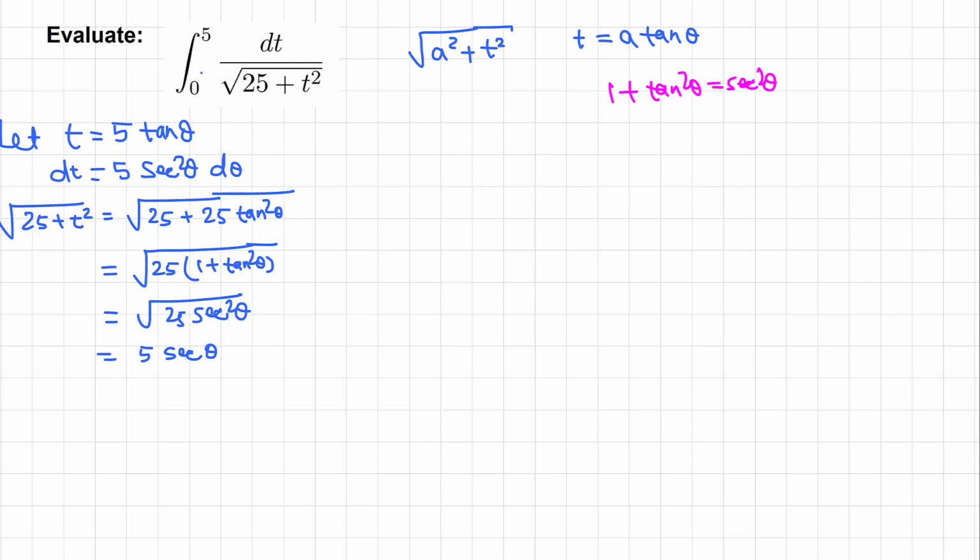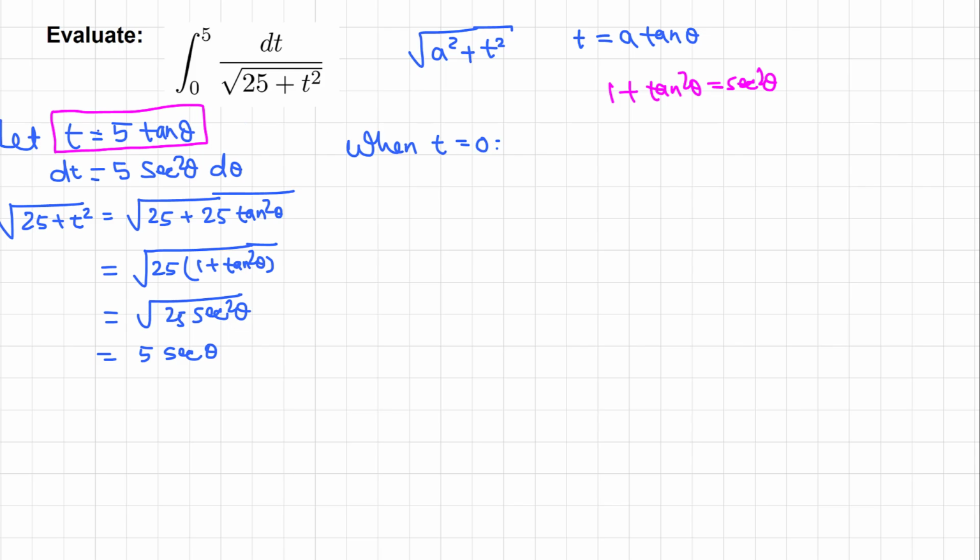And dt is found here, just by finding the derivative. For the limits, we can wait until the last minute, or we can change the limits in terms of the new variable theta. The limits 0 and 5 are for t, but we are converting this definite integral in terms of a new variable theta. So let's convert these limits as well. When t equals 0, we need to use the assumption, and from there we can find theta.